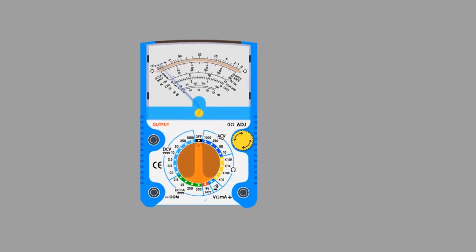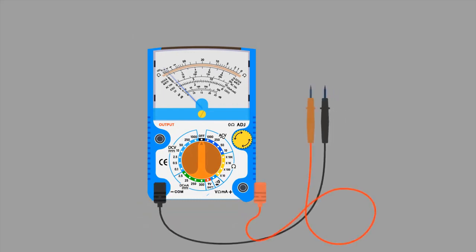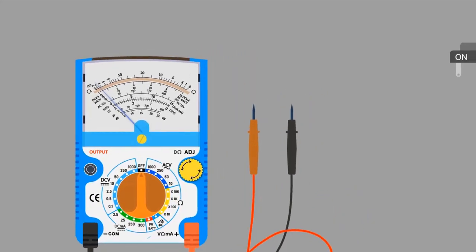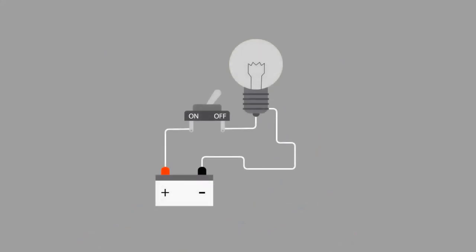How to check continuity with the help of an analog multimeter. This is an analog multimeter. To check continuity of an electrical switch, connect the black probe with the common port and the red probe with the positive port. Now, I am taking an electrical switch to test whether it is working or not. In other words, we will check its continuity. Before we check its continuity, let's try to understand how an electrical switch works, with the help of a diagram.